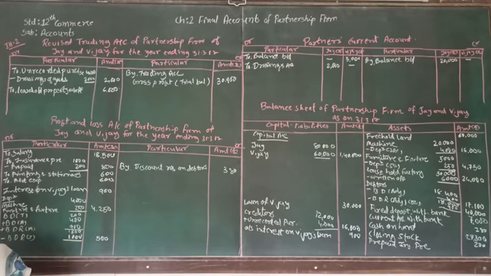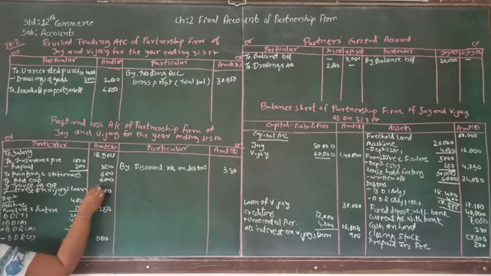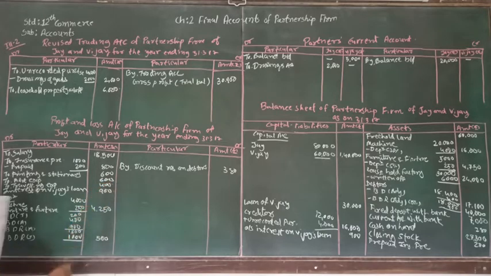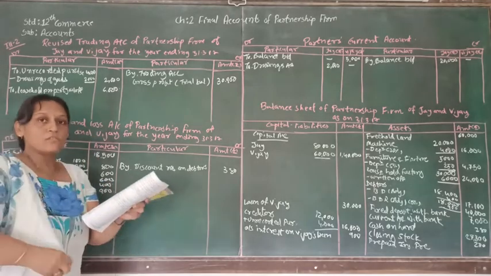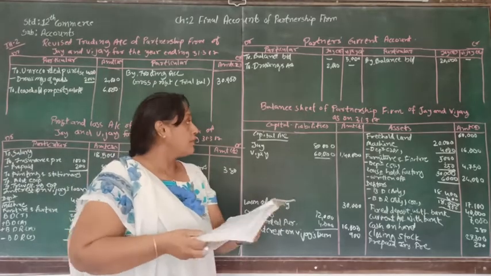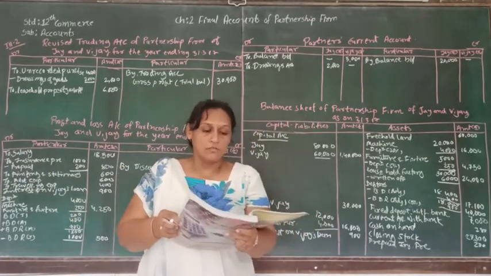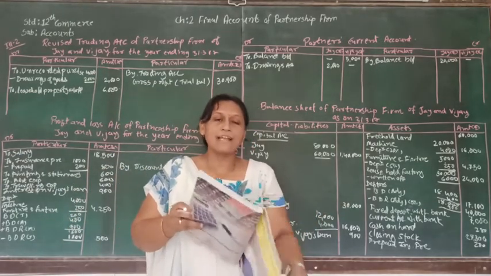And after the advertisement expense, another expense is traveling expense. So that is also in the profit and loss account, traveling expense, and that traveling expense is 400. So here we are finished with the trial balance. We have written all the accounts in the final account. Now let's see the adjustments again.